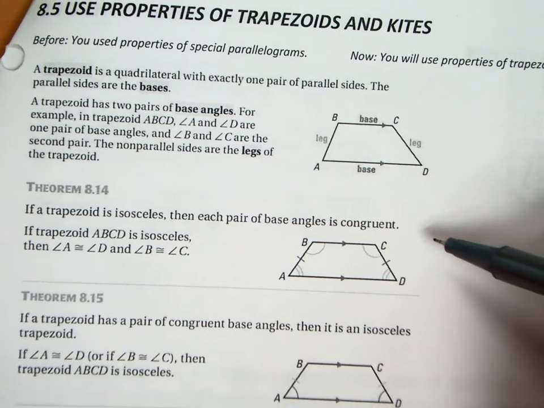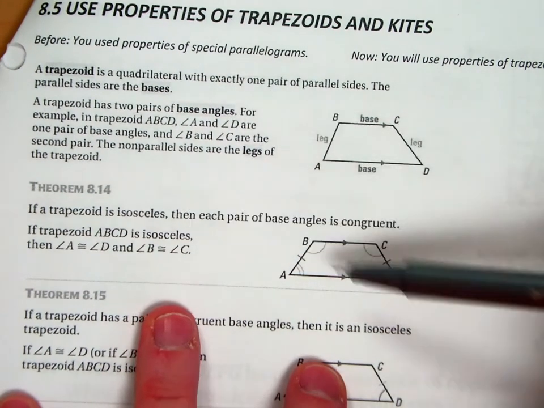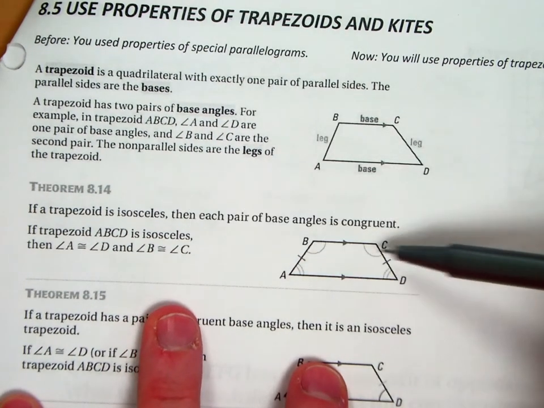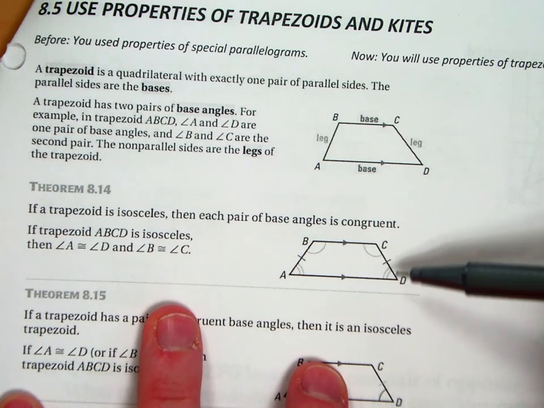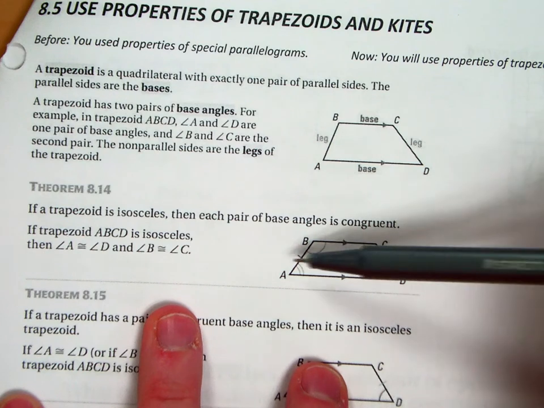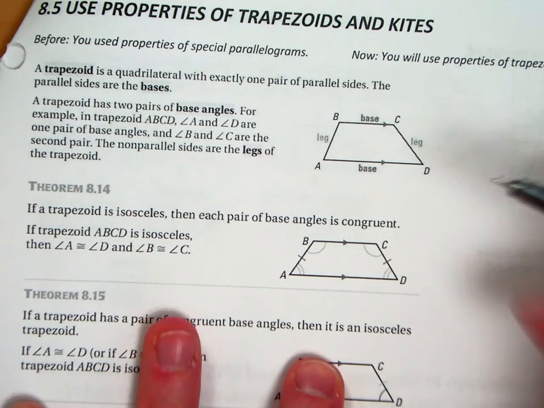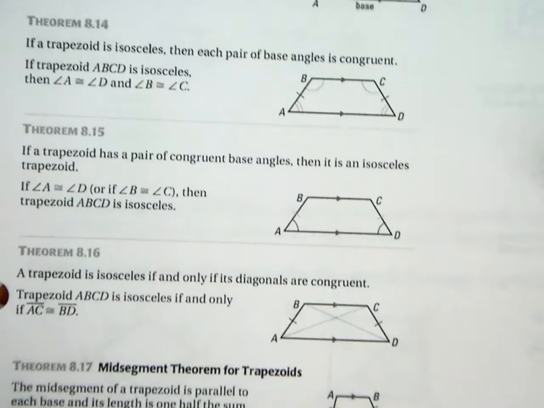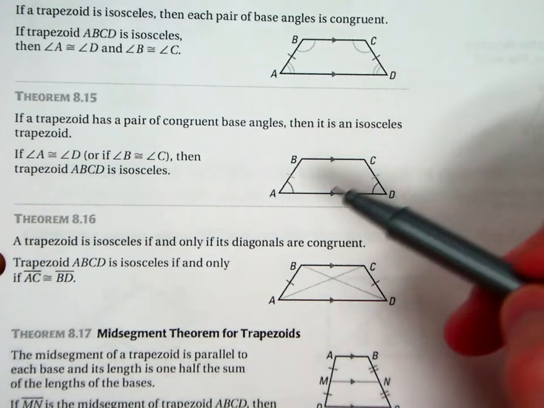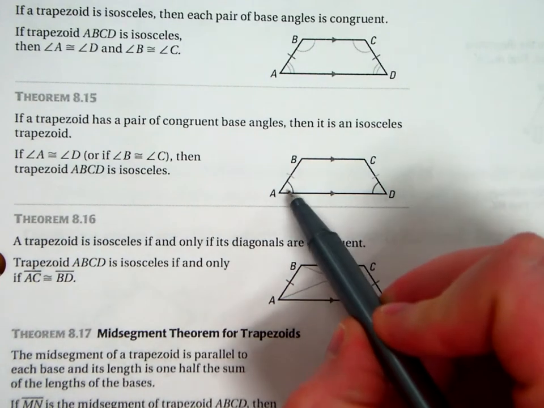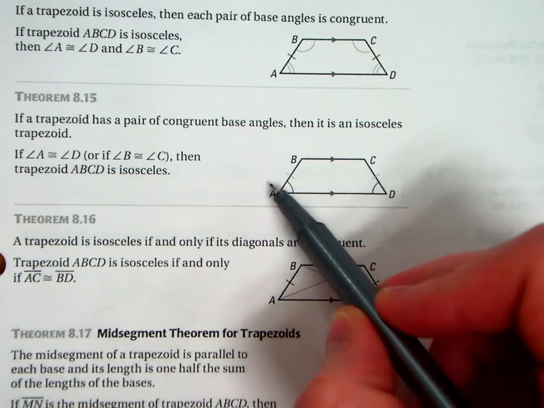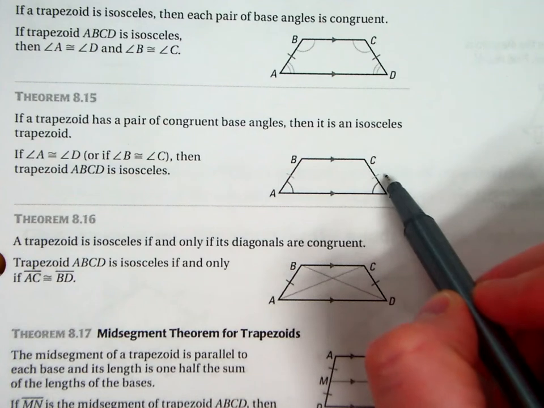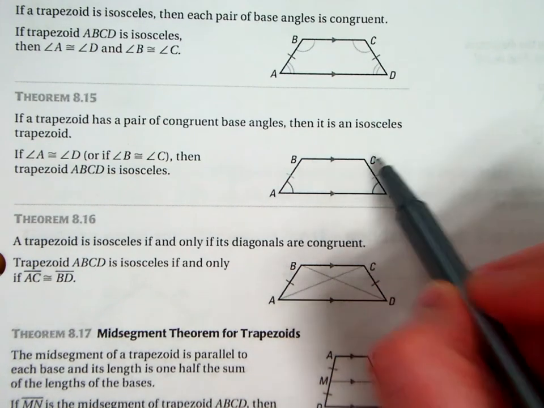A trapezoid is isosceles, meaning the two legs are congruent, if and only if each pair of base angles is congruent. So if the top base angles are congruent to each other and the bottom base angles are congruent to each other, that means those legs are congruent. Also, if a trapezoid has one pair of congruent base angles, then the legs will be congruent, therefore it's isosceles, which then makes these top base angles also congruent.